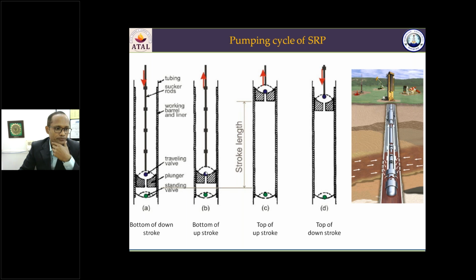In the upstroke, the traveling valve is closed. The fluid is pumped to the surface. Now the load of the fluid is taken by the sucker rod string. As it moves up, it delivers the fluid to the surface. It pushes the liquid to the surface. This is the upstroke. During the downstroke, the traveling valve opens. The plunger goes down, and the standing valve is now closed. So this is a cycle of the SRP operation in the downhole section.